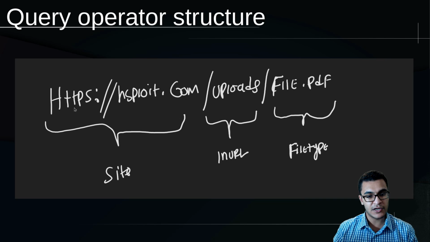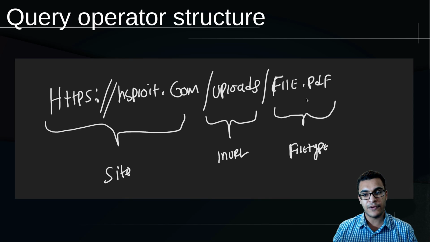So the site is the actual site or the top level domain. The inurl is going to be the URL of a particular web page or a site. In this case, we're just using a simple example of the uploads page. And then file.pdf is an example of how you can specify a file type, and of course you can specify the name if you want to as well. We'll be taking a look at all of that shortly.